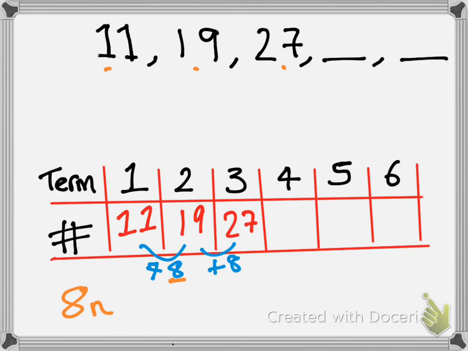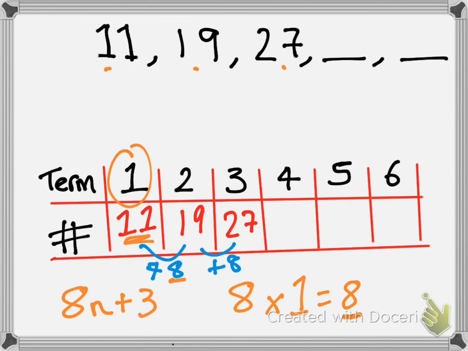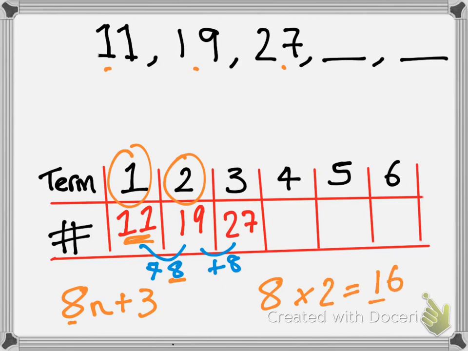So, if I take 8 multiplied by the term here, 1, I get 8. But 8 and 11 are quite far apart, so what do I have to do to turn this 8 into the 11? Well, I need to add 3, don't I? Now let's see if that rule works for term 2. So 8 multiplied by the term, which is 2 in this case, is 16. And 16 to 19, I need to add 3, don't I? So that would make 19, so yes, it works.